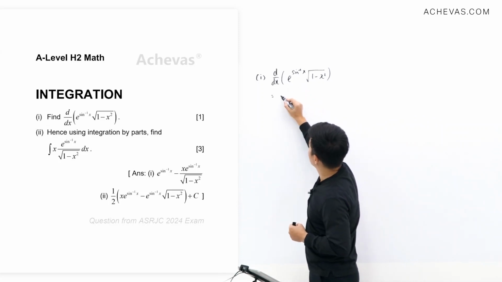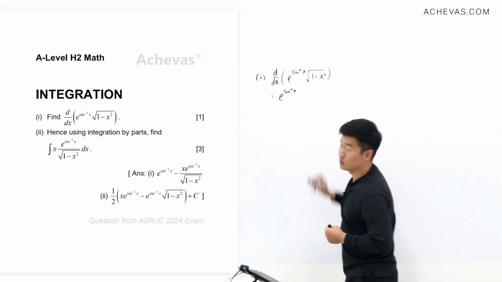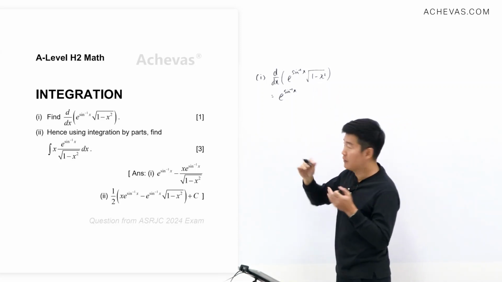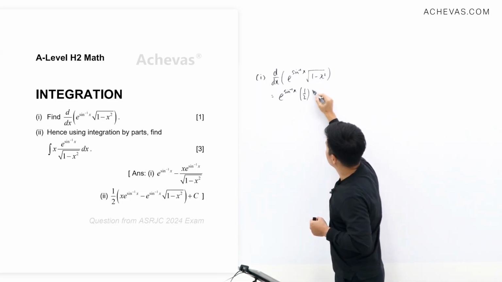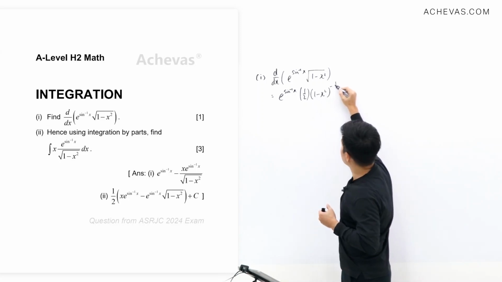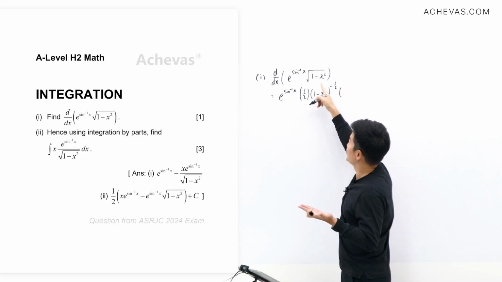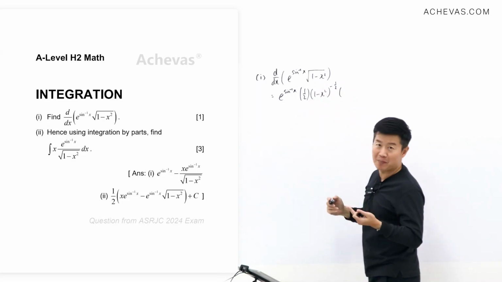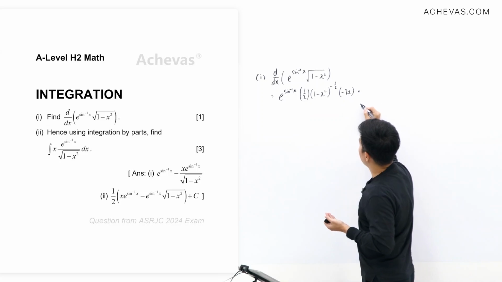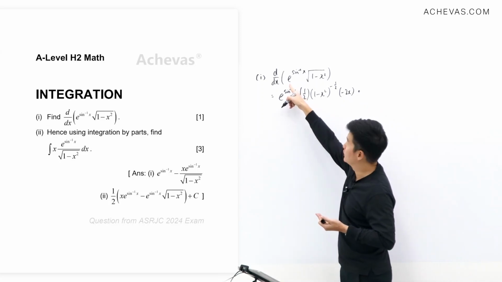I'm going to hold this term constant, e to the power of sine inverse x, and I'm going to differentiate this. So treating this as 1 minus x squared to the power of half, it is going to be half, then 1 minus x squared to the power of half minus 1, which is going to be minus half. Chain rule. Then we are going to differentiate 1 minus x squared, which will give us a minus 2x. Then plus this term, I'm going to differentiate now.